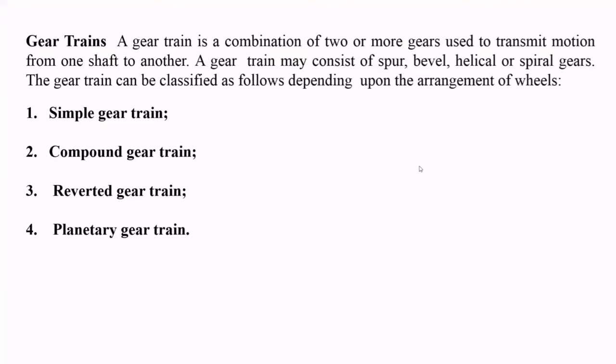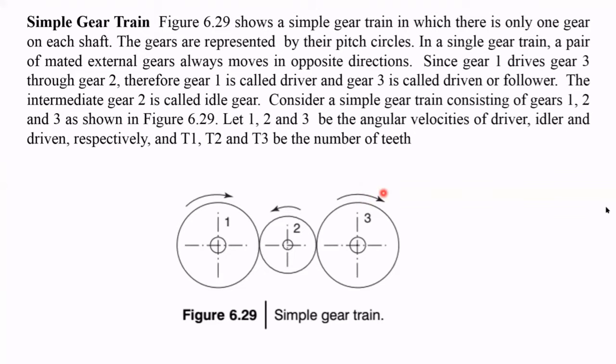Based on the arrangement, we have different types of gear trains: simple gear train, compound gear train, reverted gear train, and planetary gear train. Now we'll see them one by one. The first one is the simple gear train, in which there is only one gear on each shaft.